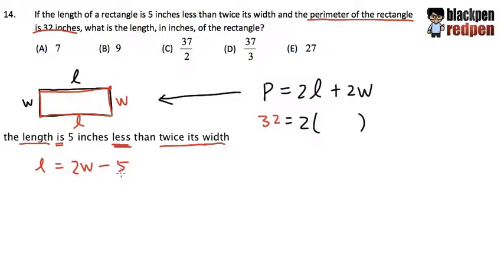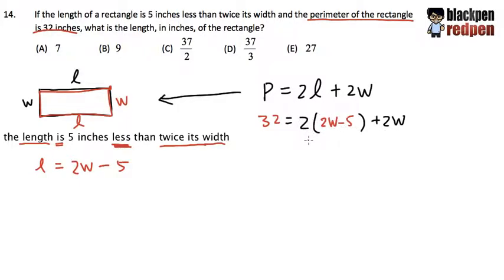Why? Because I cannot have an equation that has L and W at the same time. I can only have one unknown in an equation. So instead of the L, I'm going to put down 2W minus 5 right here. And then I'm going to keep the plus 2W. And then as we can see, this equation only has W as the unknown. And let's go ahead and solve this equation.